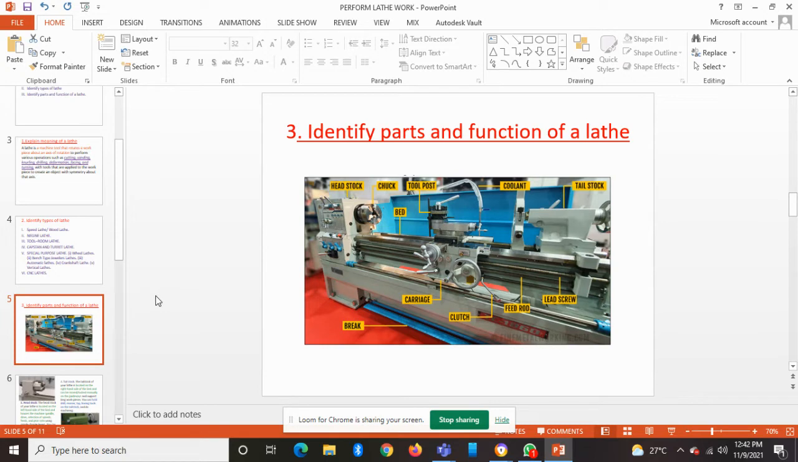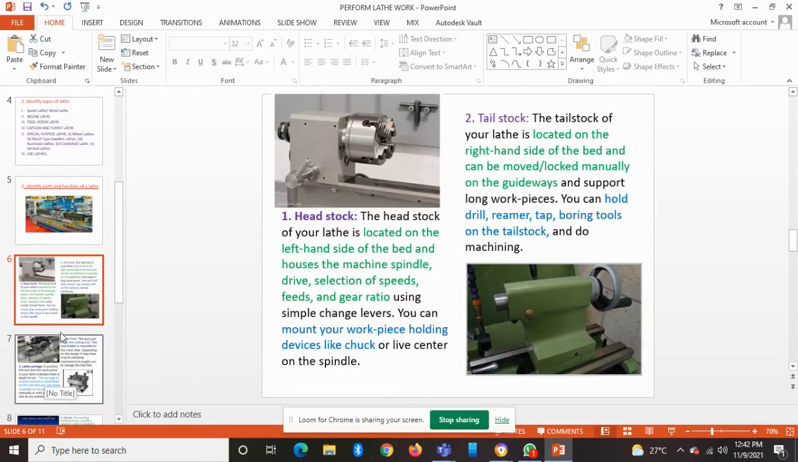The first slide shows an illustration of a lathe. When you look at that illustration keenly, you'll find there is a headstock that contains the chuck. There is a tool post that runs along the bed of the lathe. You have a coolant, the tailstock, lead screw, feed rod, clutch, carriage, and a brake. Now let us look at these parts in detail, starting with the headstock.